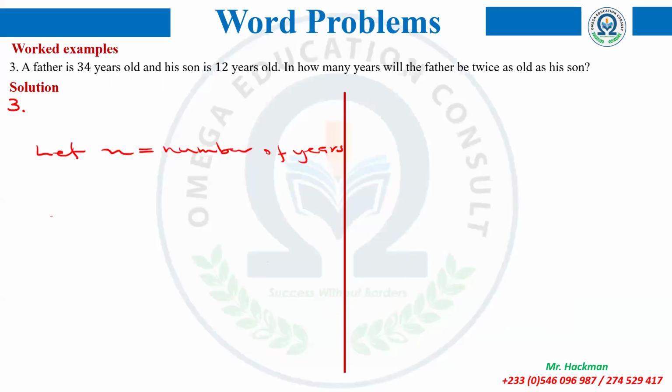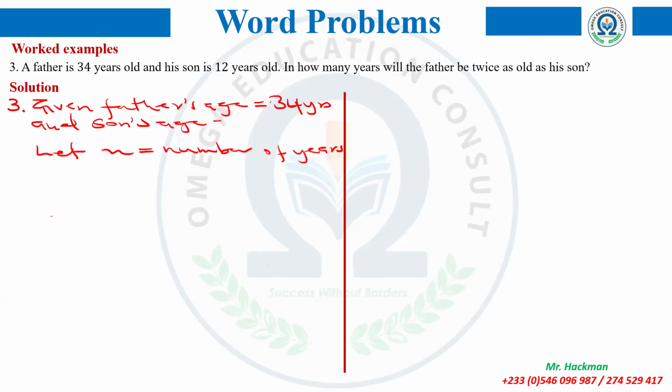So I'll write, given this time round, father's age. I hope you are following, my professors. Yes. What is the father's age? 34 years. And son's age is equal to what? 12 years, so you've extracted.